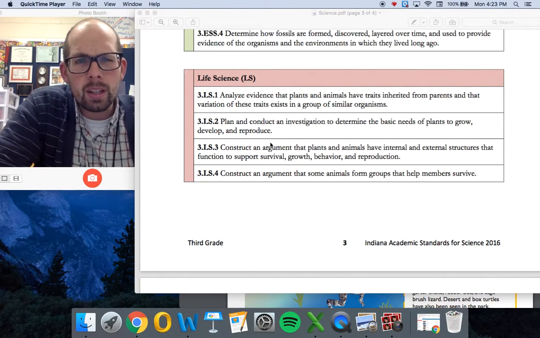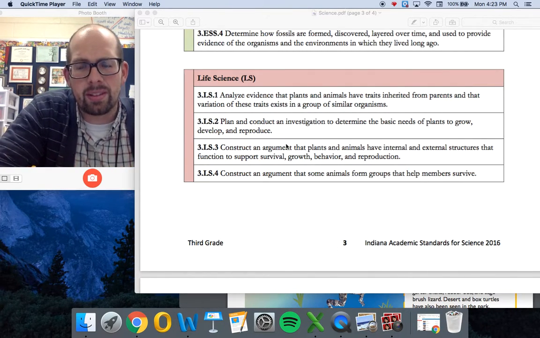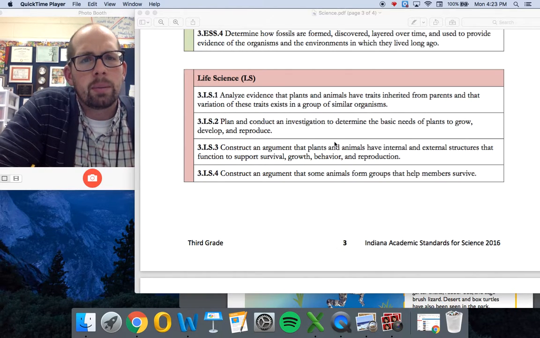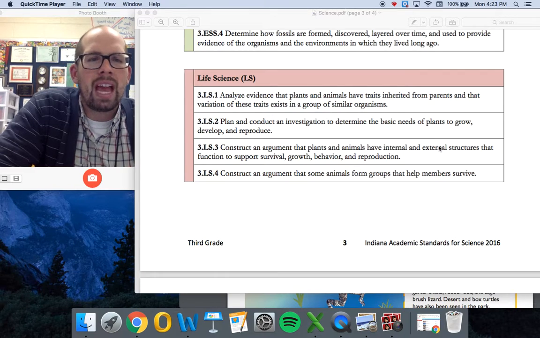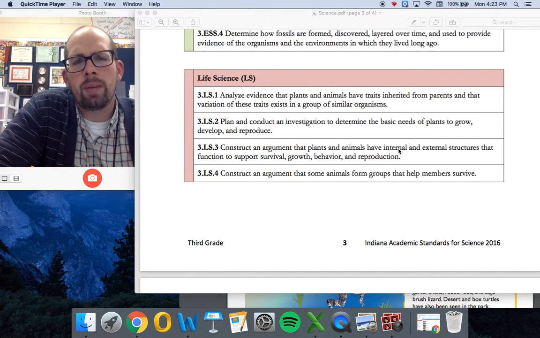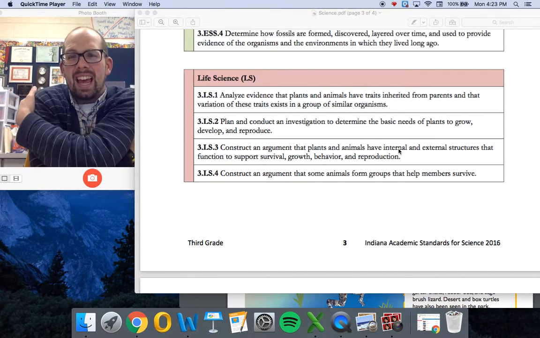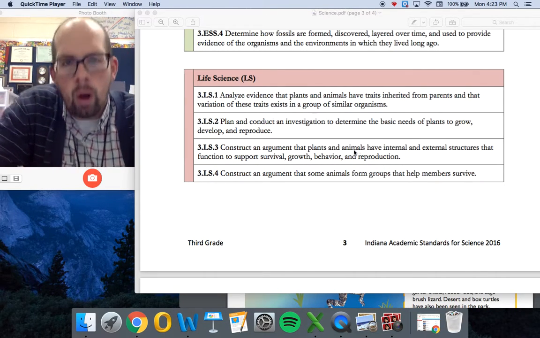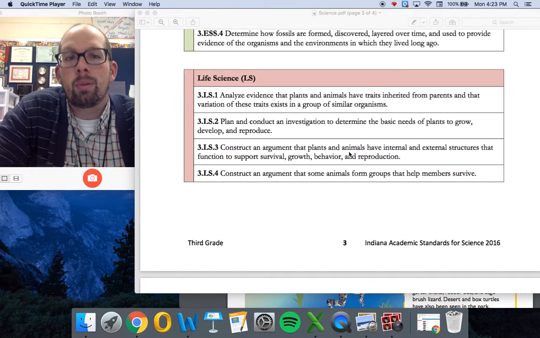So let's first just break down this standard into a few key points. Plants and animals have internal and external structures. So basically that means they have things inside and outside their body that help them to survive, grow, things that support their behavior and reproduction, making little babies, procreating.